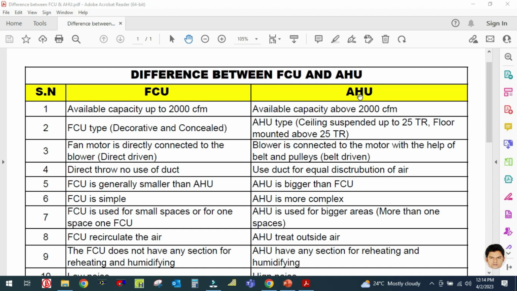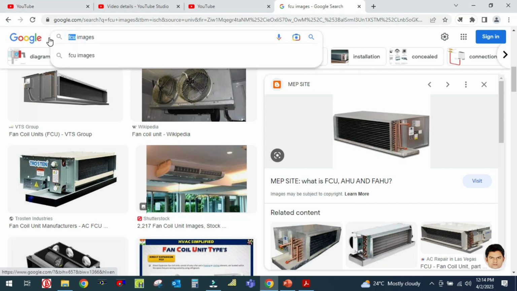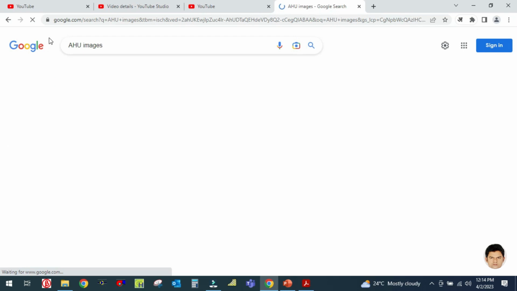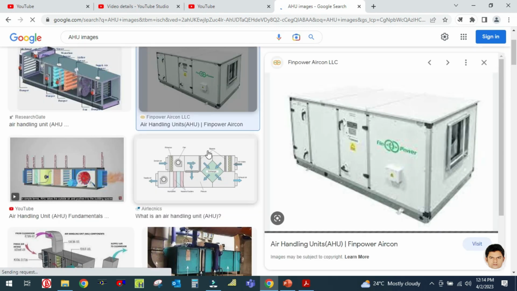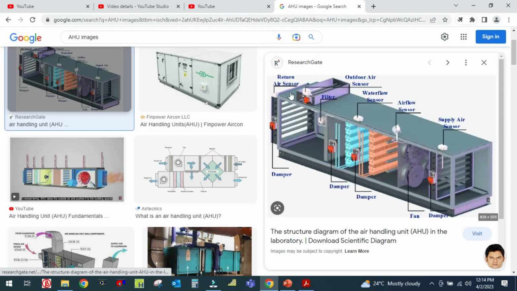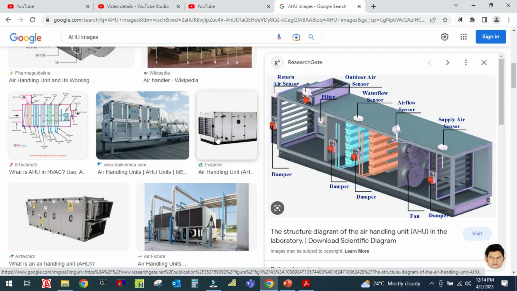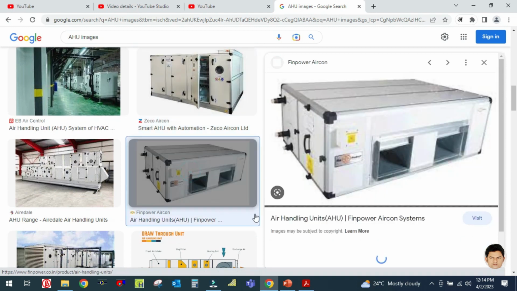And AHU is nothing but the air handling unit, and how it looks like I will show you here. See, this is the AHU. It's called air handling unit, and this is the inside view of air handling unit. So you can see this is the fan section, and this is the supply air fan, the cooling coil, and this is the mixing box. I will show you another image. This is the AHU air handling unit, and this is AHU ceiling suspended type.